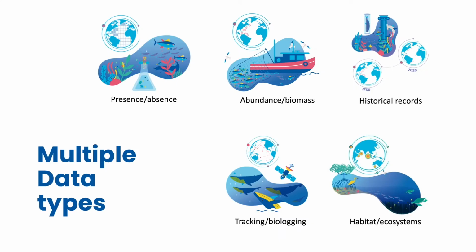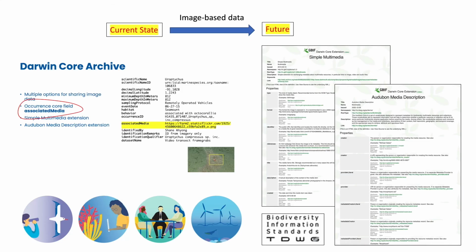OBIS is more than just presence data of species. We also receive and integrate abundance and biomass data, historical records, tracking data, and also habitat and ecosystem data. What we don't really do at the moment, and we don't have a lot of data at the moment in OBIS, is image-based data.